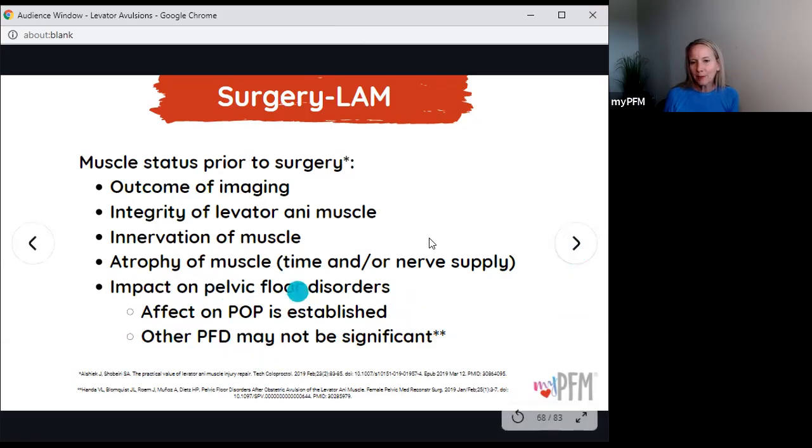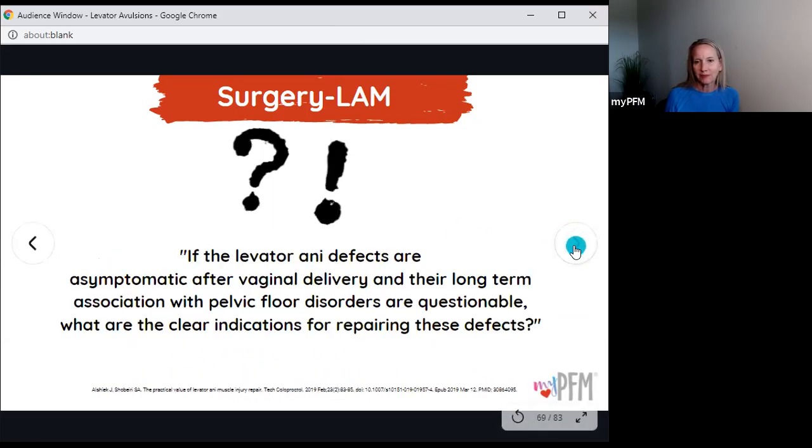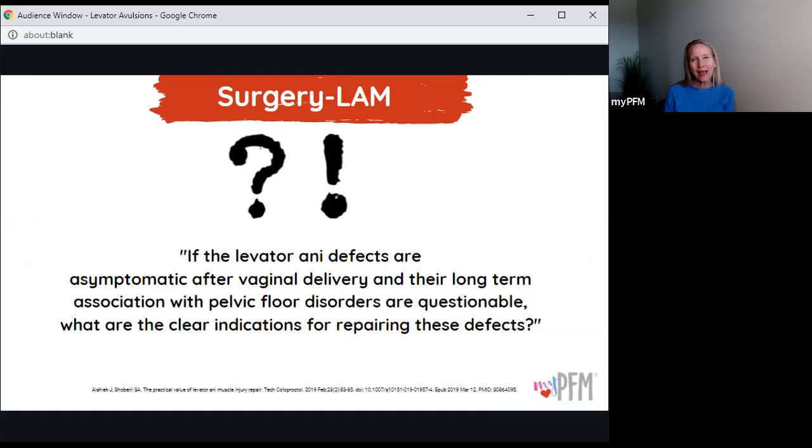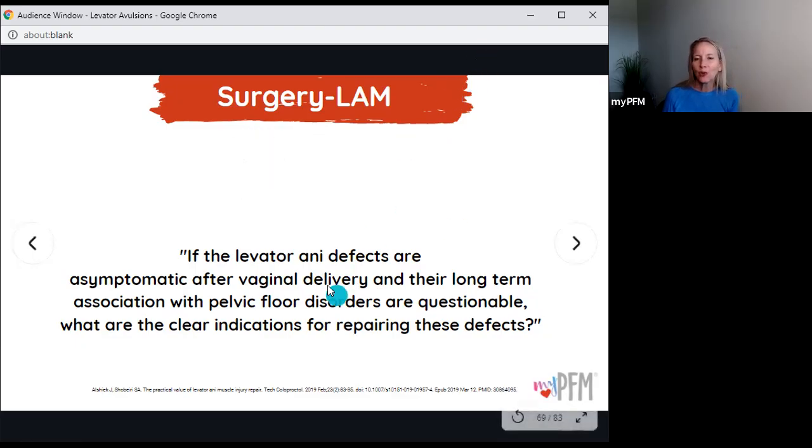So this part is important as we go into this next. I didn't like what this author said here, or rather, I feel like they didn't fully represent the people with pelvic organ prolapse. So this is one of their concluding statements. If the levator ani defects are asymptomatic after vaginal delivery and their long-term association with pelvic floor disorders are questionable, what are the clear indications for repairing these defects?